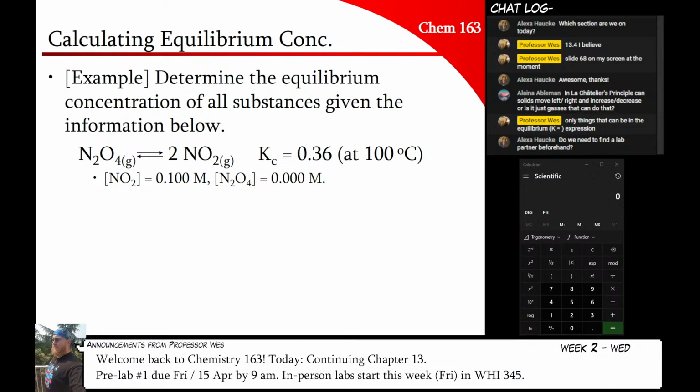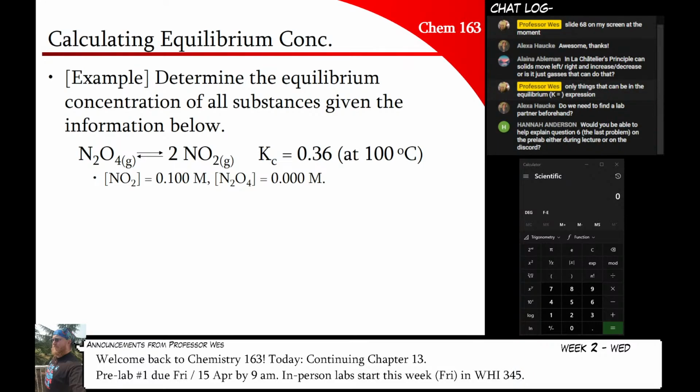Do you need to find a lab partner beforehand? No, you can find a partner on the spot. I know that friends tend to enroll in classes together. I certainly did that as a college student. And my intent is that you are working with either somebody that you have already chosen or somebody of your choosing. I don't choose lab partners. I let you guys do that because I'm not invested in it. As long as everybody has at least one partner in the class, I am happy.